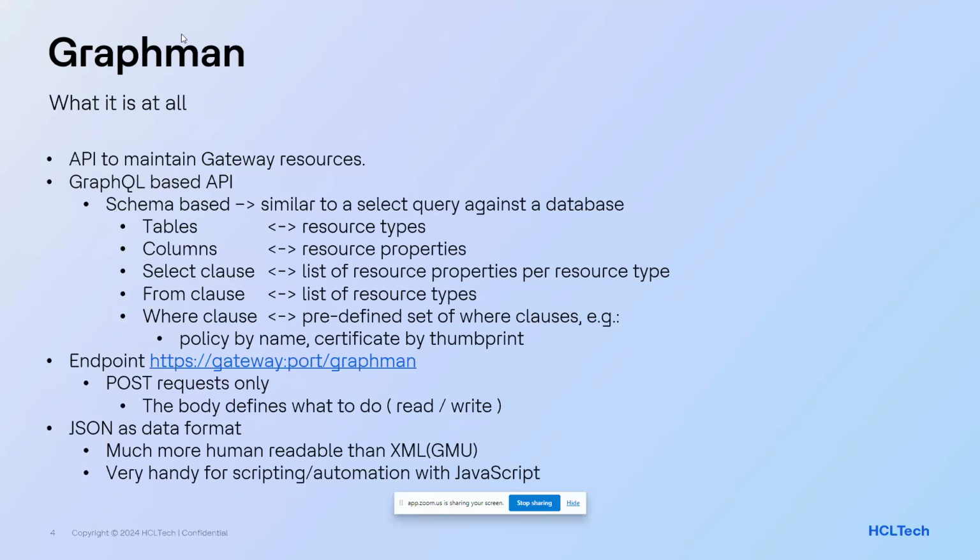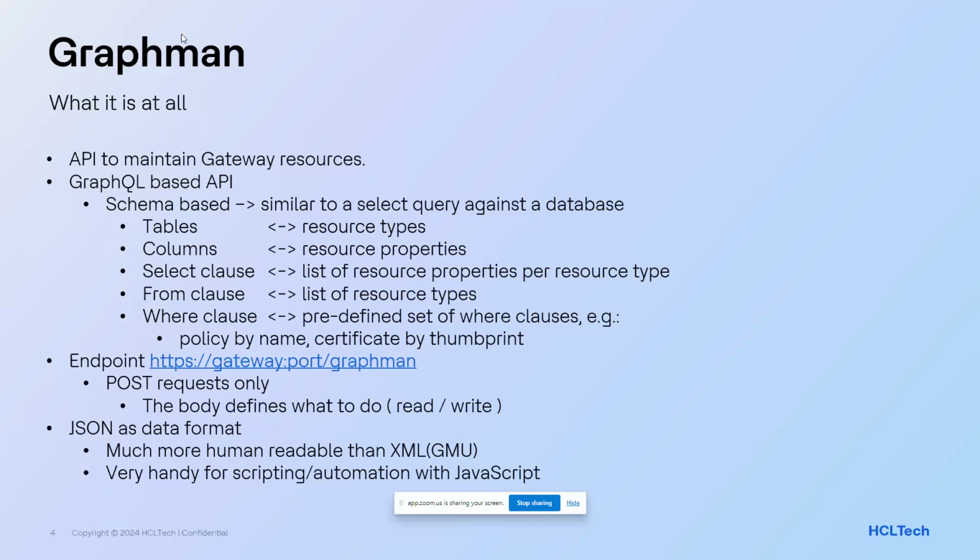However, you might already recognize that this kind of flexibility and generic approach offers you the ability to only look at stuff you are really interested in. For example, I only want to know the names of the certificates I have in my cert store, but the rest I don't care about. So you can reduce the amount of data just by using these kinds of queries. Yeah, the endpoint is very simple. It's just your gateway, your listen port, and /graphman is the endpoint of the API.